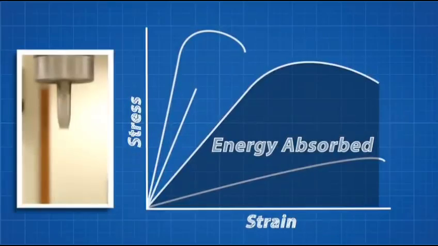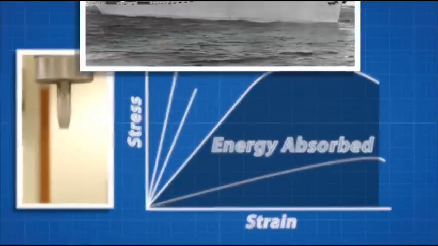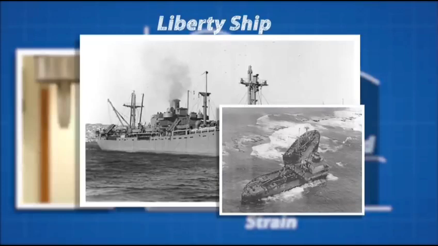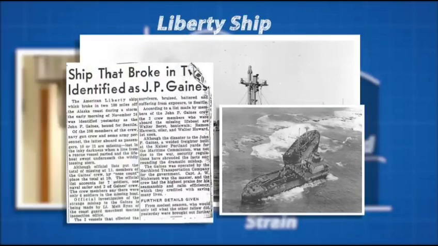Some materials can go from ductile to brittle when their temperatures are lowered. This was actually a massive problem during World War II with the Liberty ship. Several of these ships literally broke in half with no warning, including the SS John P. Gaines, which broke in half in the frigid waters of the Bering Sea.